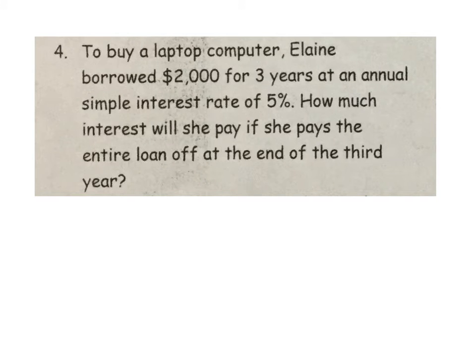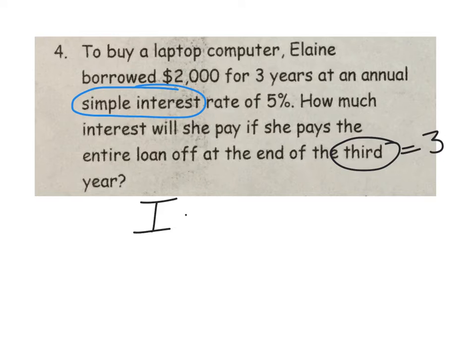Okay, number 4. It says to buy a laptop computer, Elaine borrowed $2,000 for 3 years at an annual simple interest rate of 5%. So simple interest. How much interest will she pay if she pays the entire loan off at the end of the 3rd year? So be careful. Make sure that you understand that third is 3. So this is in 3 years. My formula for simple interest: I equals the principal multiplied by the rate multiplied by the time in years. You don't have to add anything on. It's just asking for how much interest. So once you do that, that'll give you the answer for what we're looking for.